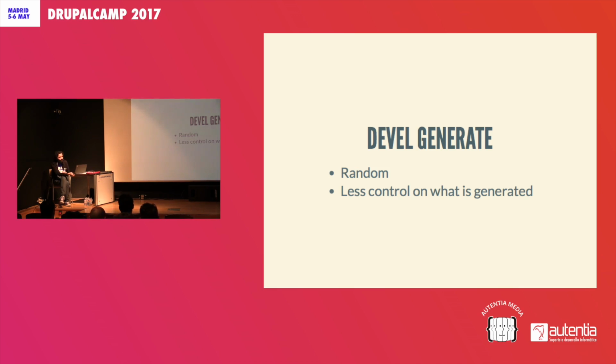It's very handy for testing pagination that I was talking about before, or if I want to set up a search for 5,000 nodes. It's not feasible creating YAMLs for 5,000 nodes, so you use Devel Generate for that. But hey, it's a fair solution.